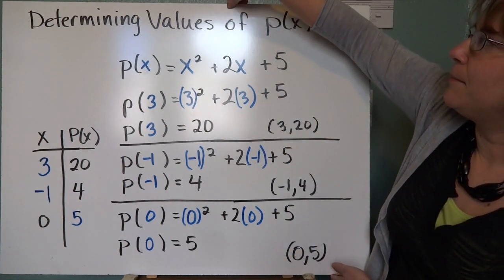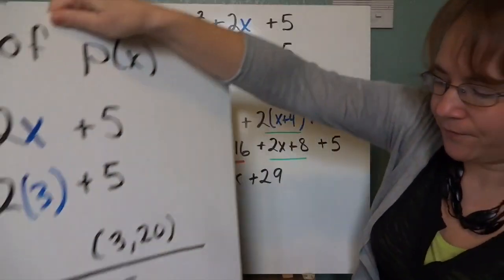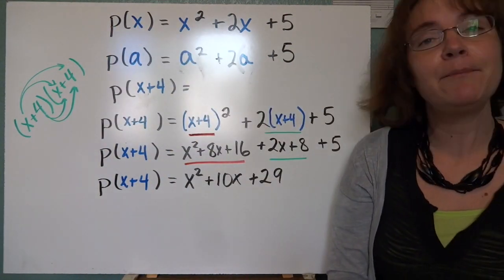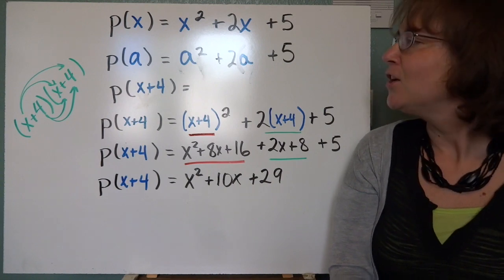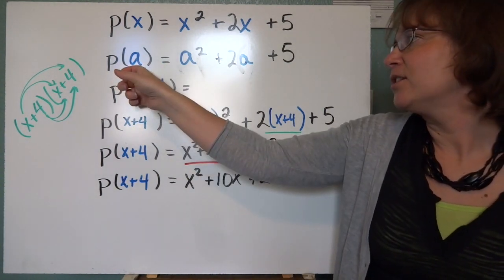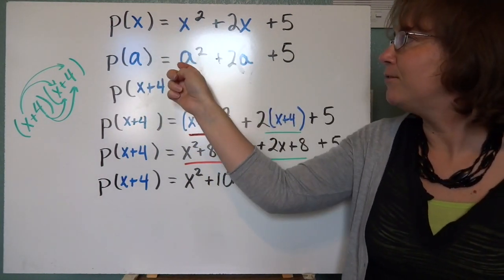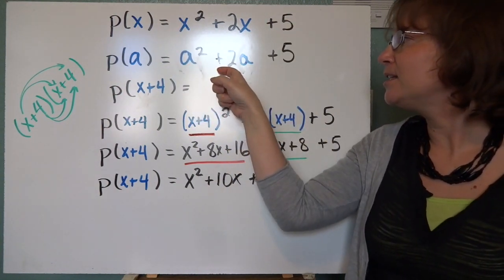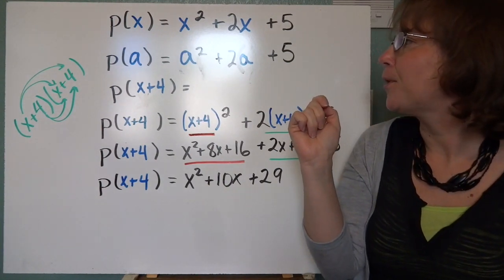Now let's look at p of x a little bit more abstractly. So here I have my same polynomial, and instead I want to know what p of a is. So I'm not finding a specific value, just some value of a. I do the same thing, substituting a in for my x right here, and so I have a squared plus 2a plus 5. No like terms, I can't simplify it anymore.